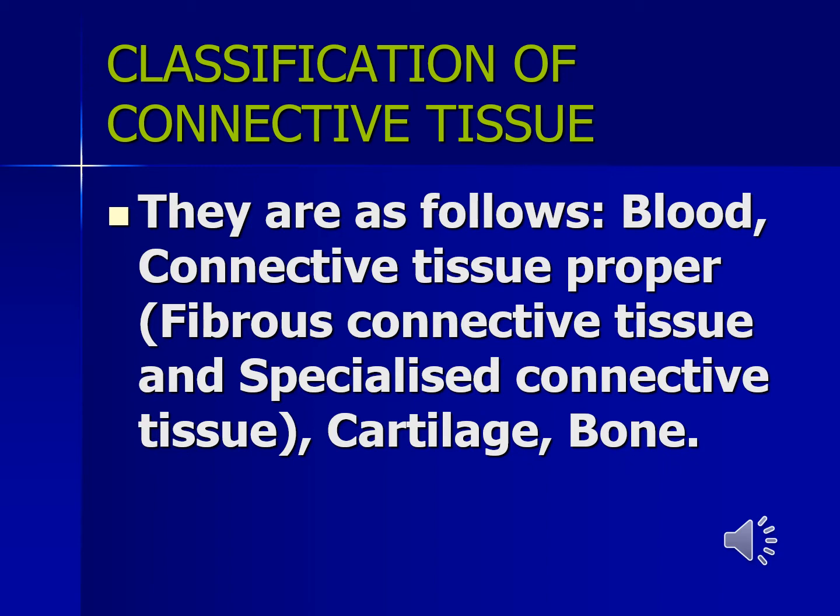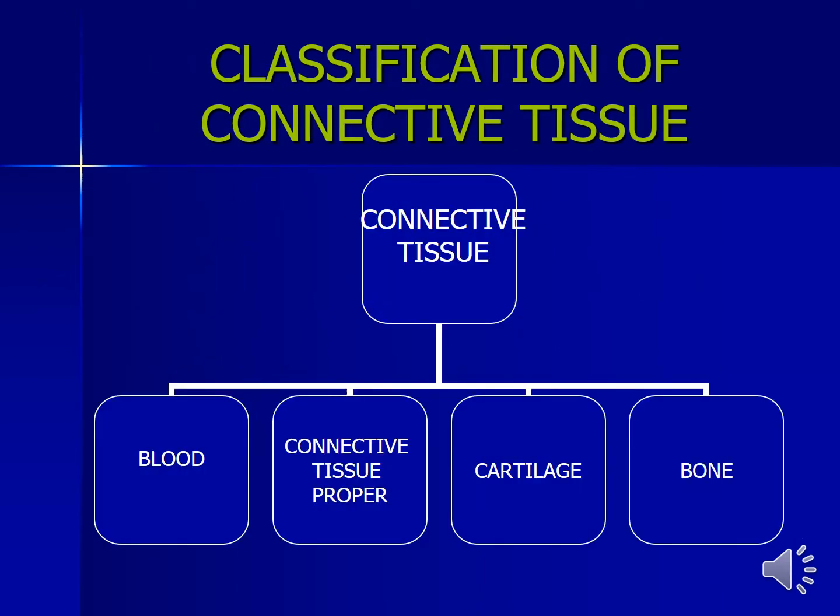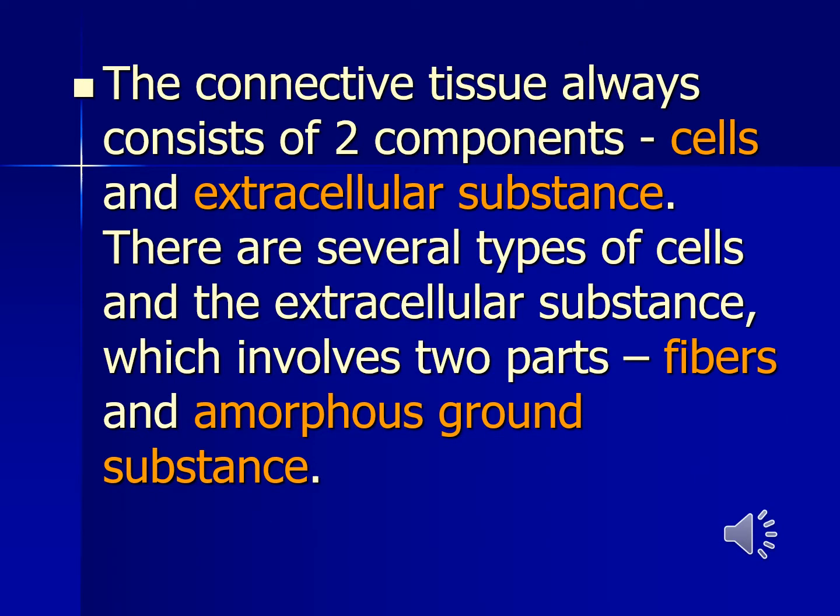There is blood, and connective tissue proper, which includes fibrous connective tissue and specialized connective tissue, cartilage, and bone. On this slide, we can see a scheme of the classification of connective tissue. Here are four types of connective tissue which have special characteristics and special functions. About the characteristics of connective tissue.